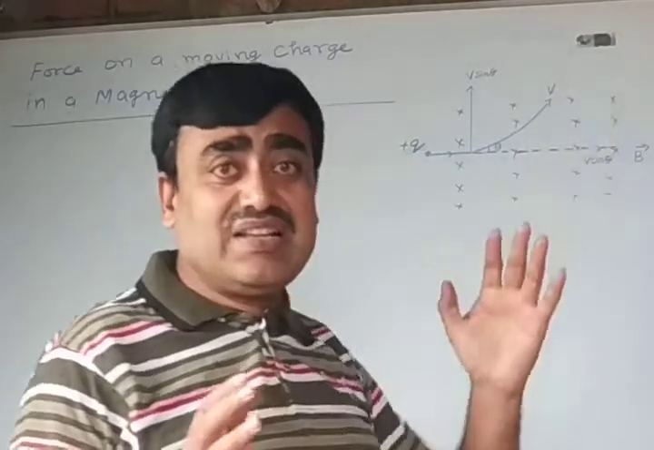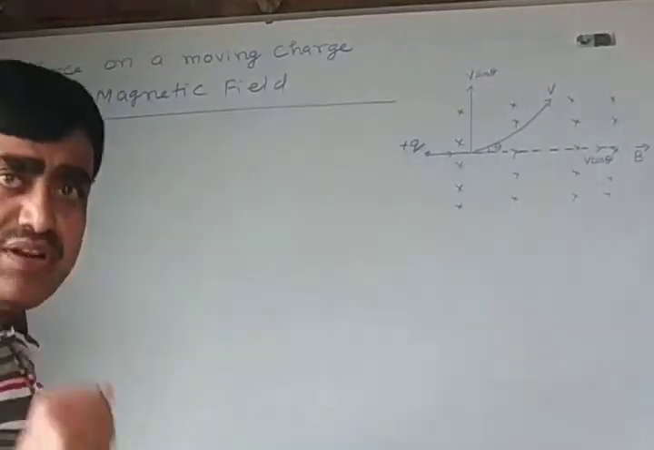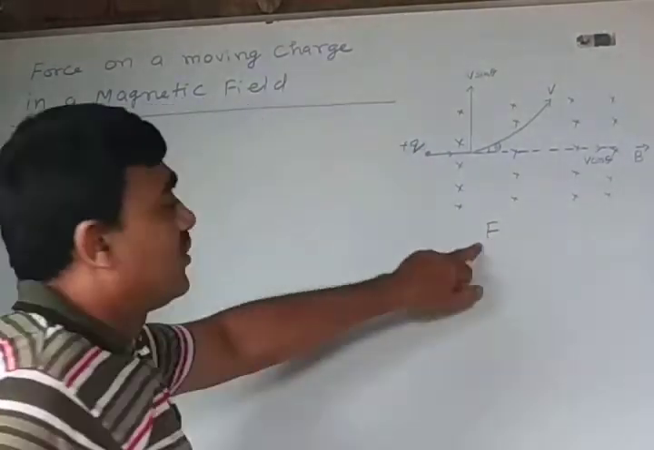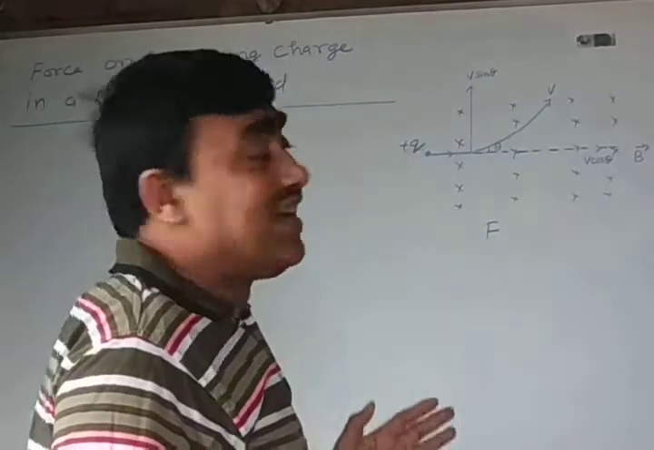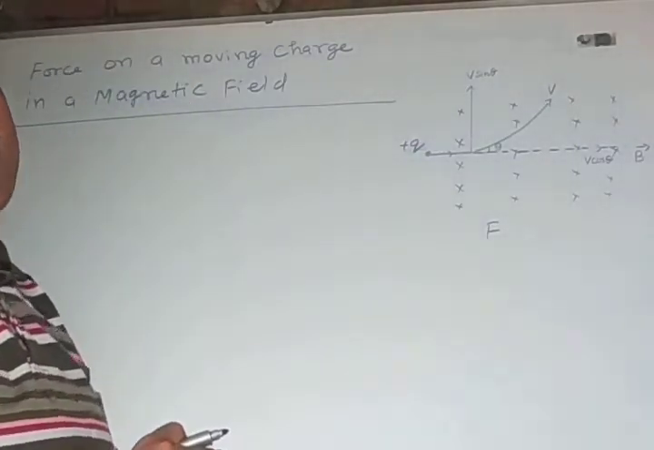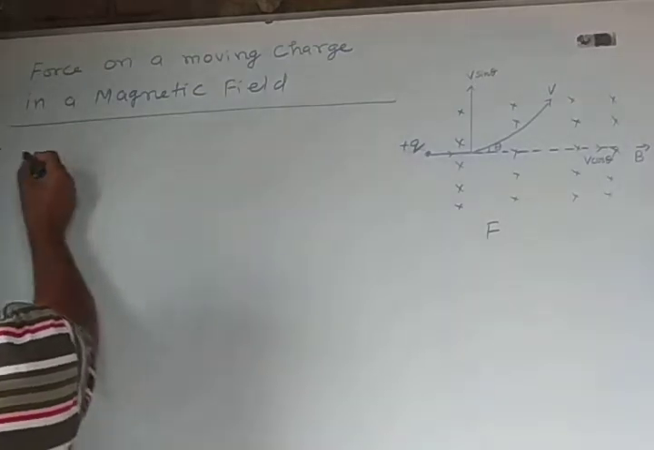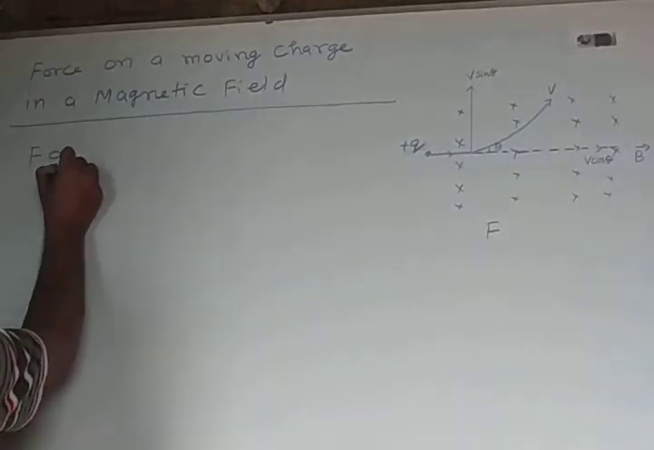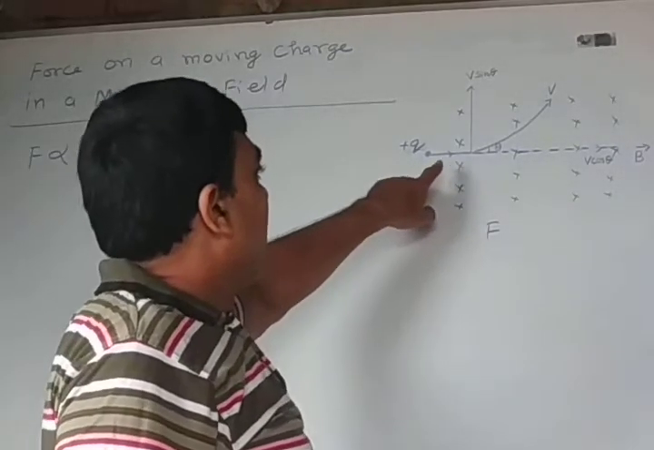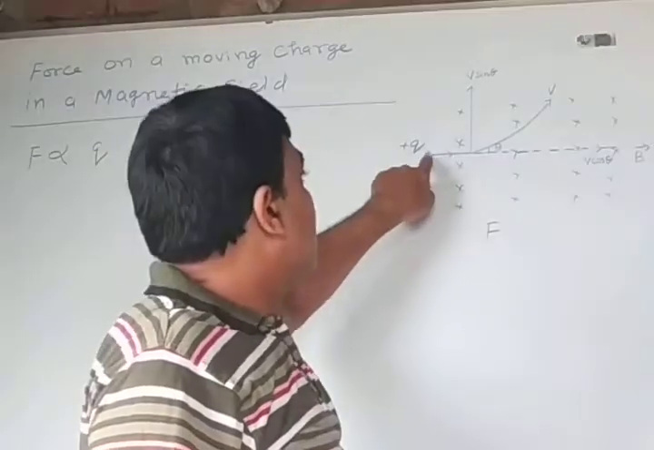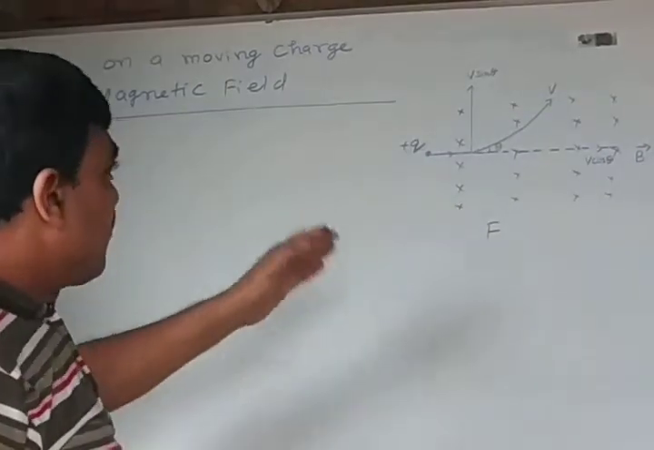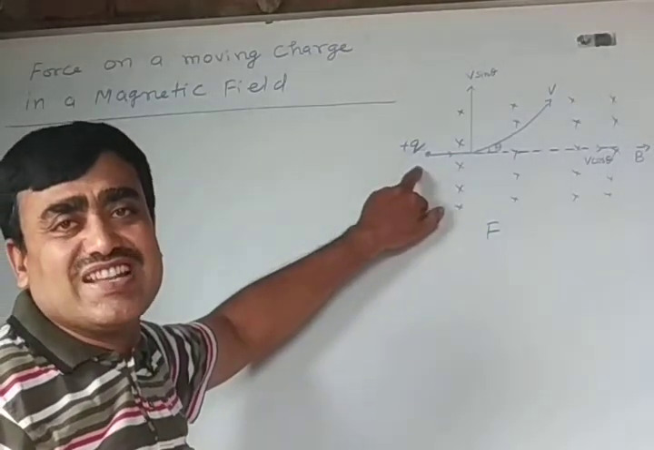Okay? But due to the effect of the magnetic field, F newton of force is acting on it. This force depends on the following factors. F varies with Q, that means the force acting on this charged particle is directly proportional to the magnitude of the charge.